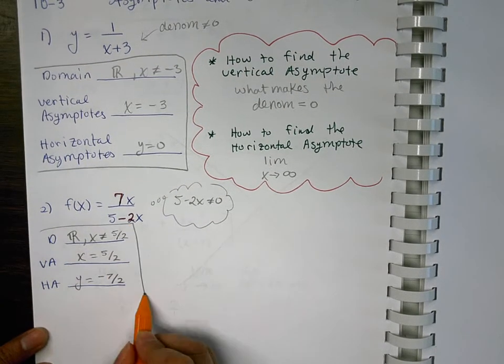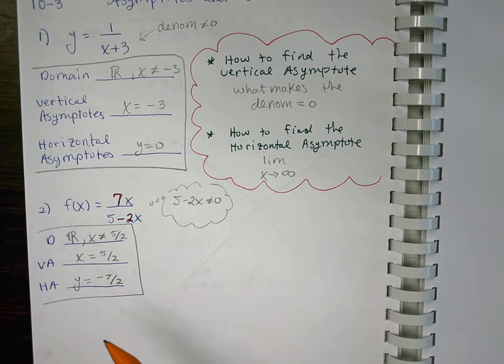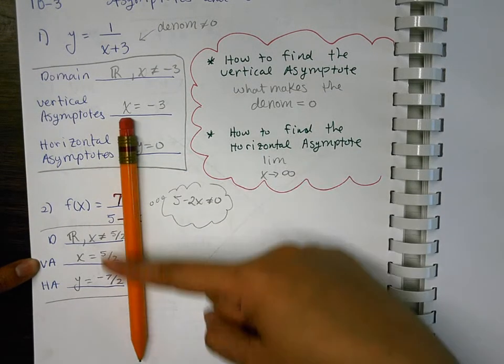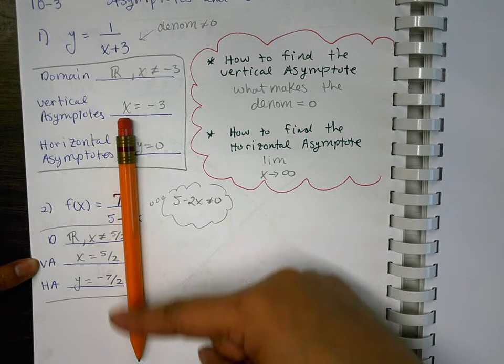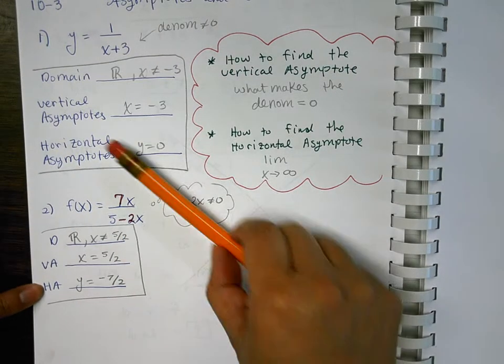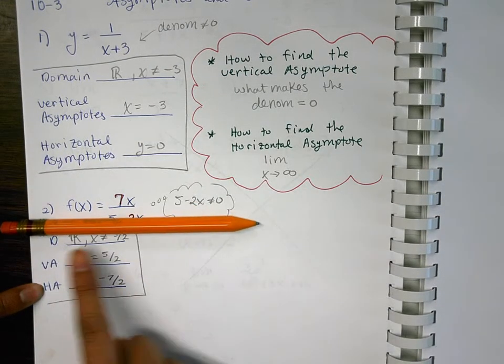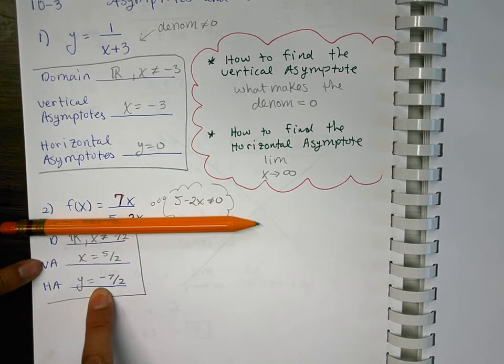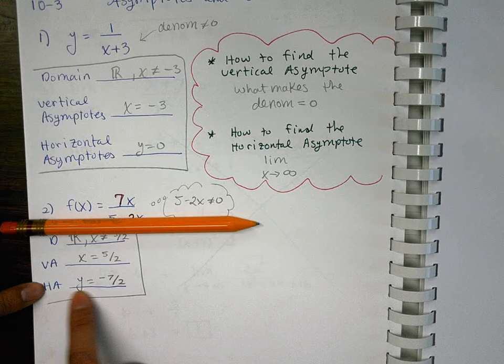-7 over 2. Now it should make sense because vertical runs up and down. And what kind of lines are the vertical lines? X equals or y equals? X equals. And horizontal runs right and left. And what kind of lines are horizontal? X equals or y equals? So do you see why the vertical asymptotes are x equals and the horizontal are y equals?